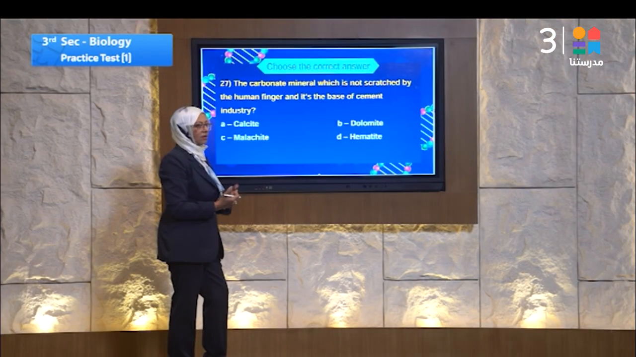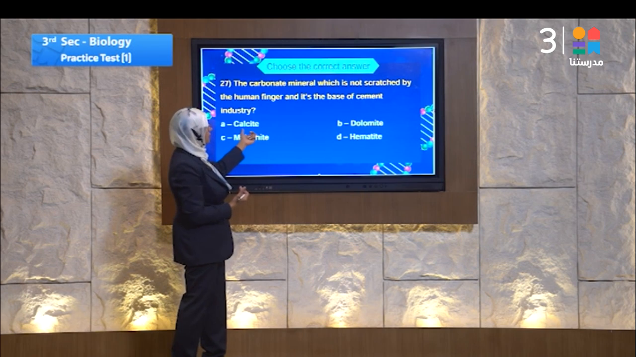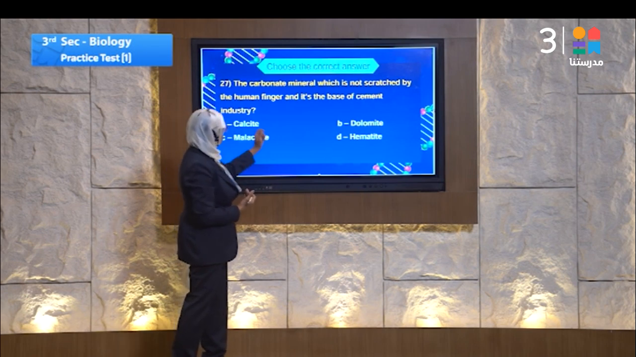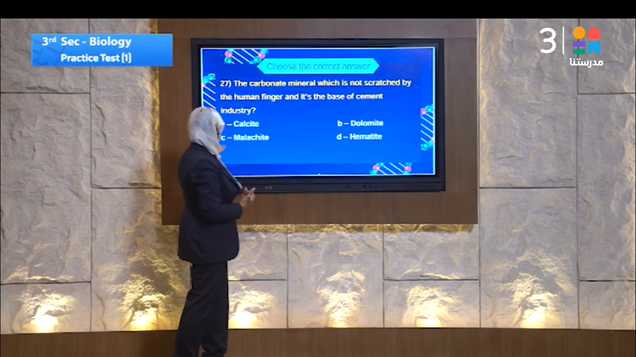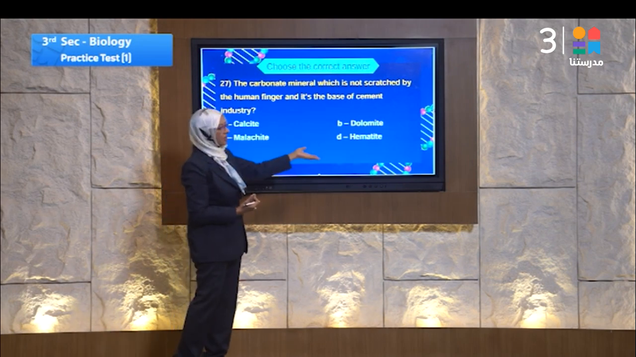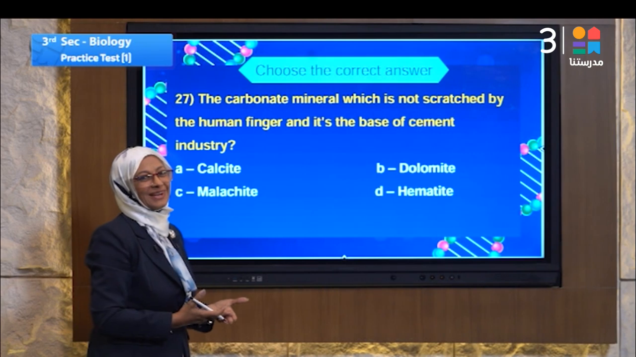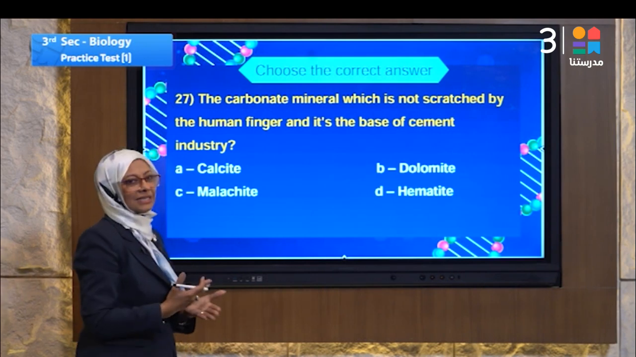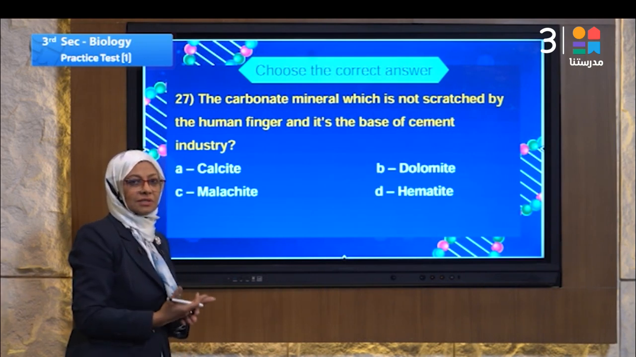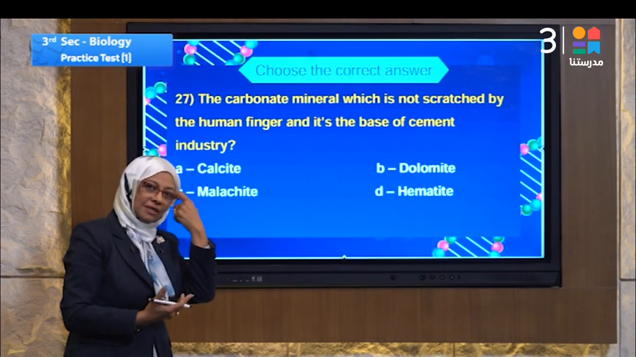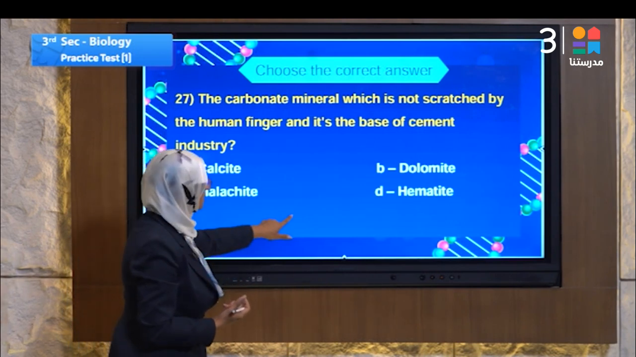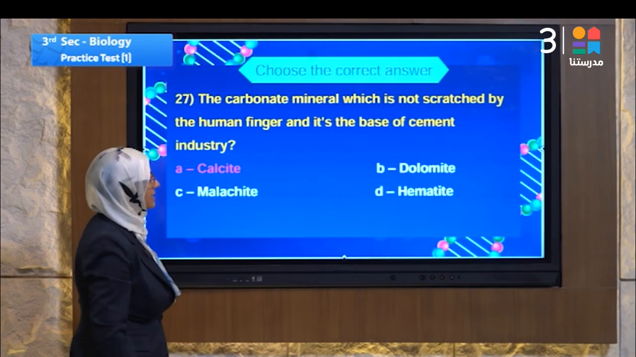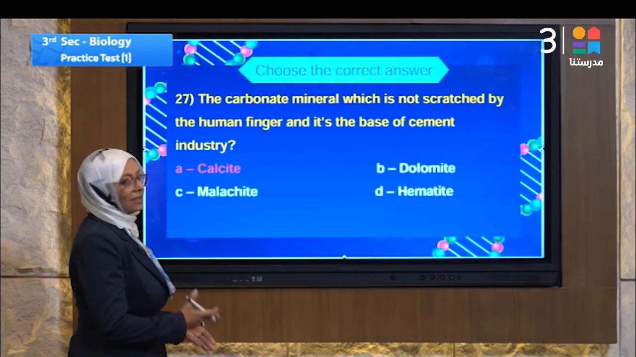Wow, the cement industry. Which of them cannot be scratched and goes to the cement industry? Calcite, dolomite, malachite, hematite. Let's go to the answer. It must be calcite. Calcite consists of carbonate, CO3, and goes to the cement industry. So the answer must be number E, calcite. I like geology.